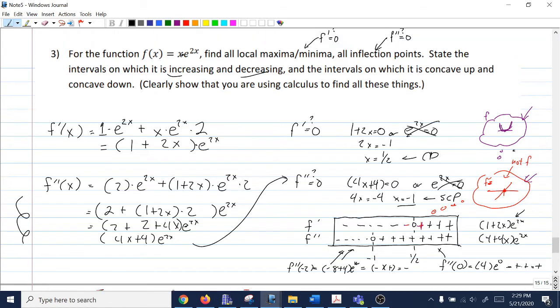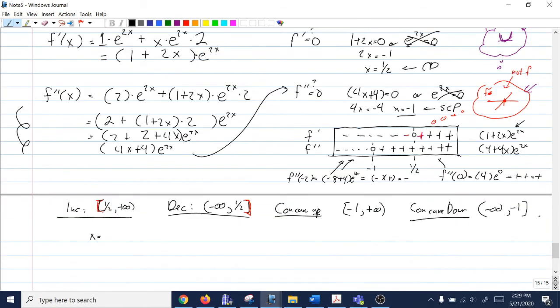Oh, the maximum minimum inflection points. X equals 1/2 is a local min, and x equals -1 is an inflection point.